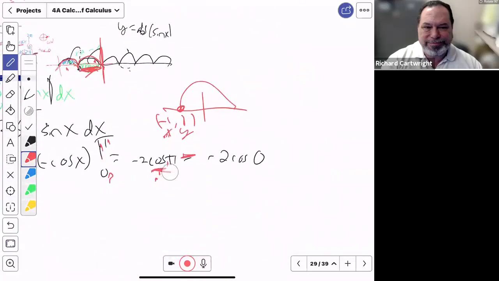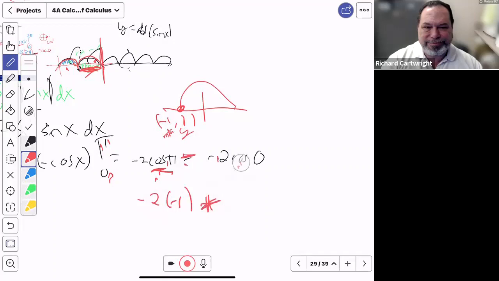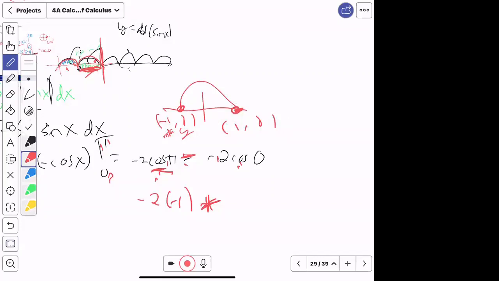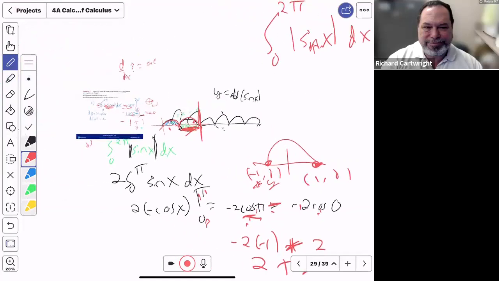So back again, cosine of pi. It's a -1 because it's the x value. Minus minus still is plus. Cosine of 0, that's here, 1 comma 0, 1. That's going to be a +2. So that gives me a 2 plus 2. Why? Because if you had just done the 1, without multiplying by 2, that answer is a 2.